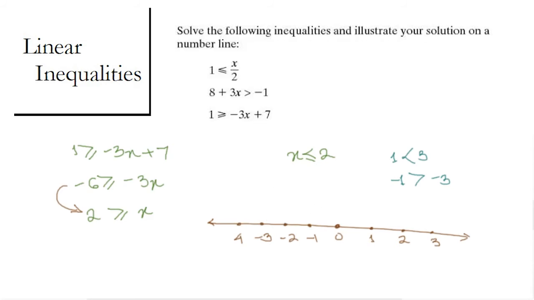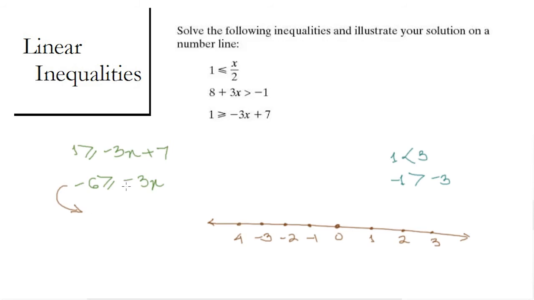Now that means in an inequality, whenever we multiply or divide by a negative number, we have to keep in mind that the sign of the inequality is going to flip. Whatever relationship we had between the two numbers before multiplying by a negative number, after we multiply or divide by a negative number, that relationship is going to flip.